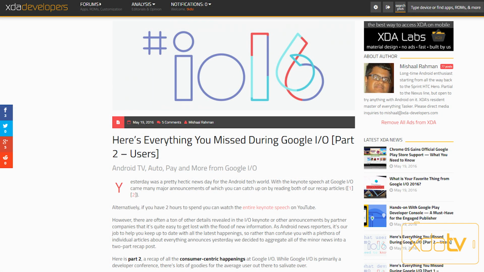Today is May 20th, 2016, and it is the last day of Google I/O, and we had quite a few articles written as far as some of the things that were announced, recapping some of those things. We also did live coverage on our Twitter account as well as on our portal.